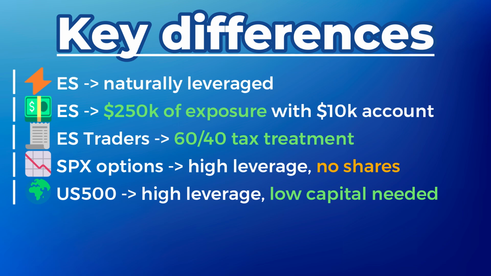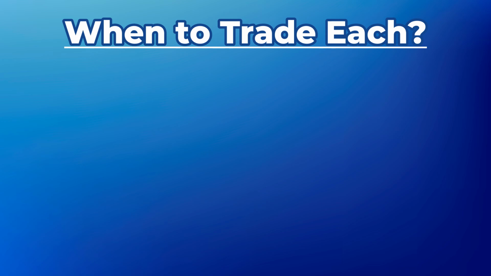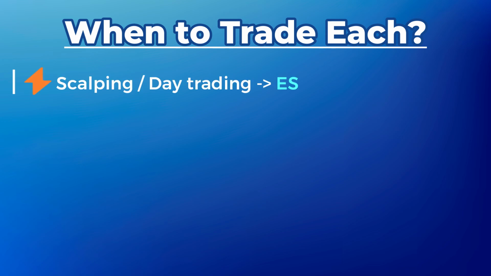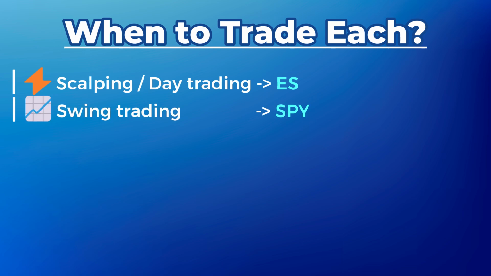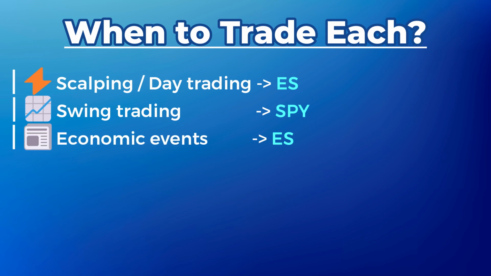Now let's look at when to actually trade each of the tickers. So if you're scalping or day trading, the recommendation is ES, due to its high liquidity, like I was mentioning before. If you're swing trading, it makes sense to trade the SPY. The SPX only trades options, and the most traded options are actually 0 day to expiration options. And with ES, of course, you have the margin risk. In terms of trading around economic events, it makes sense for you to select the ES.